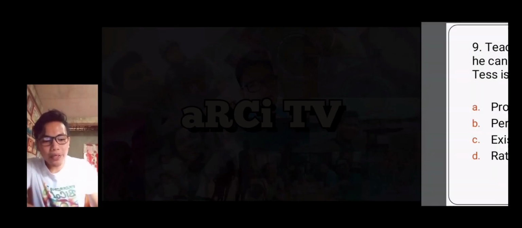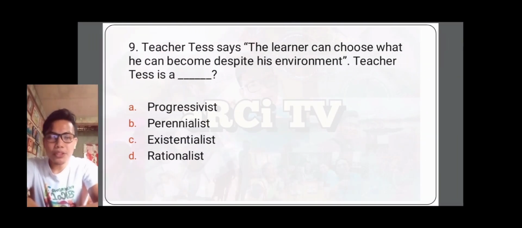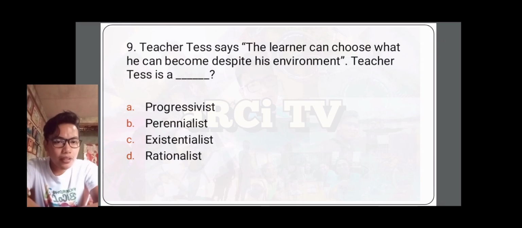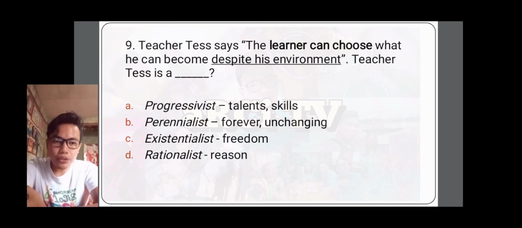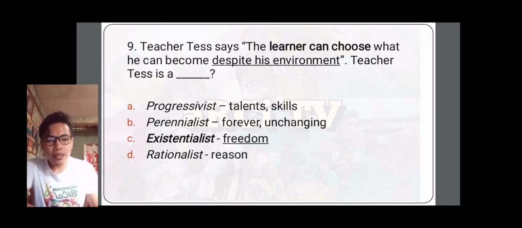As compared with Teacher Tess, ang sabi naman ni Teacher Tess, the learner can choose what he can become despite his environment. So, ano daw si Teacher Tess? Of course, if you can choose to be who you are, to do what you want to do, to learn what you want to learn, to be yourself, despite of your environment, then of course, you have the freedom. If you have the freedom, you have the will, you have the free choice, you have the decision, and of course, that is existentialism.